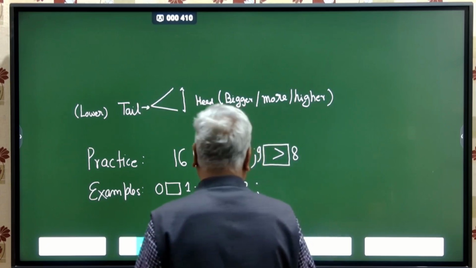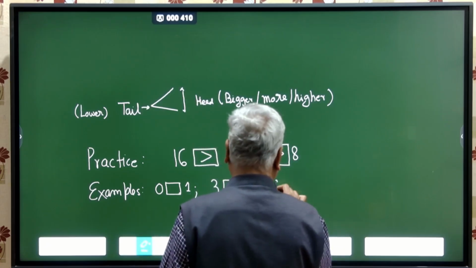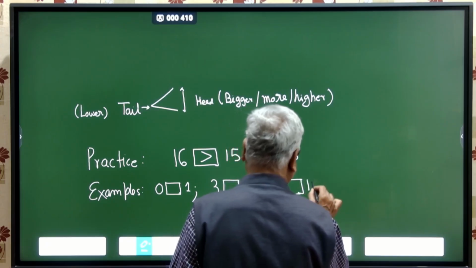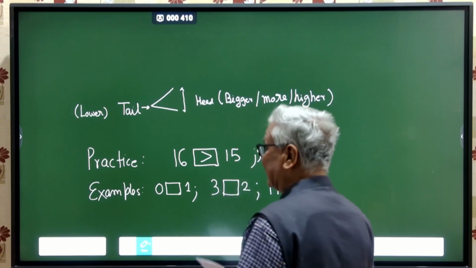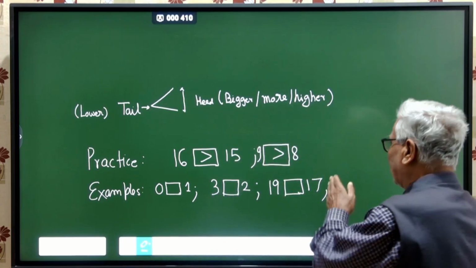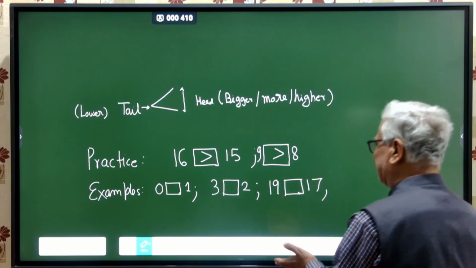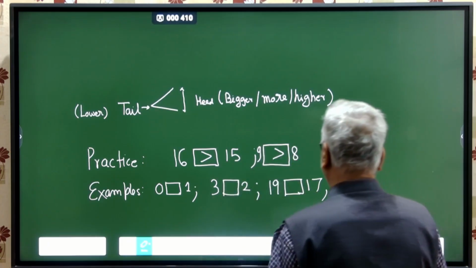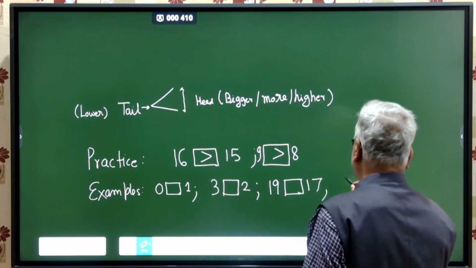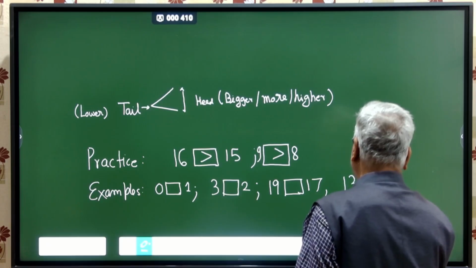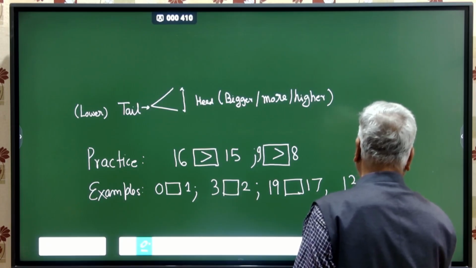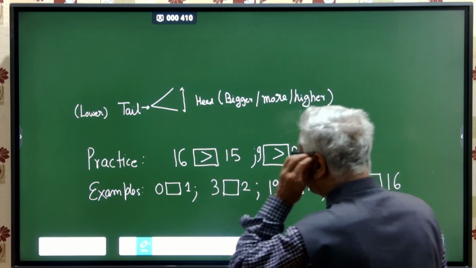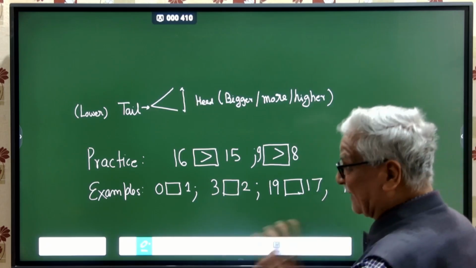Then any number, maybe 19, and also put 17. Generally, class 1 students, 18, 19, no, 17, 19. So he should know 19 is more than 17. So what should be the sign? Similarly, 13, here 16. These are the tricks the students should know at the beginning.